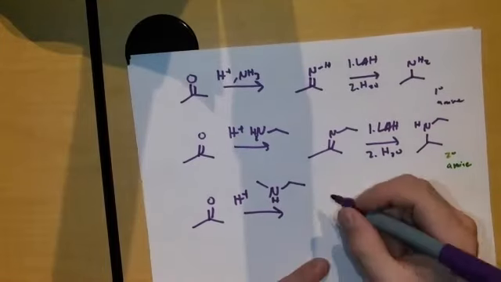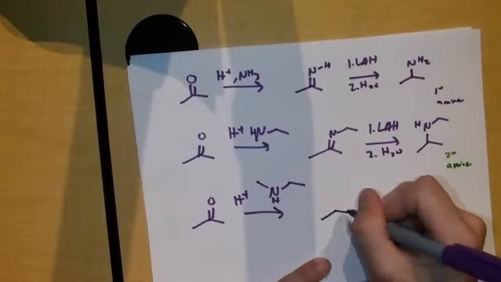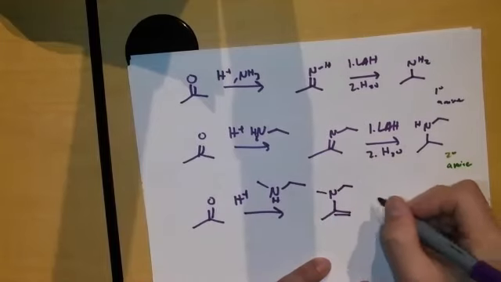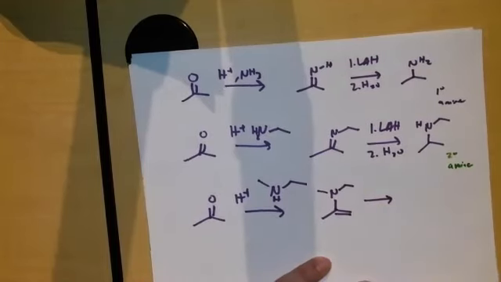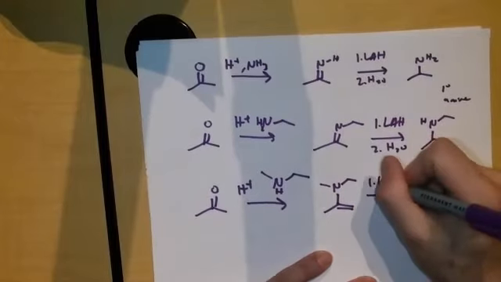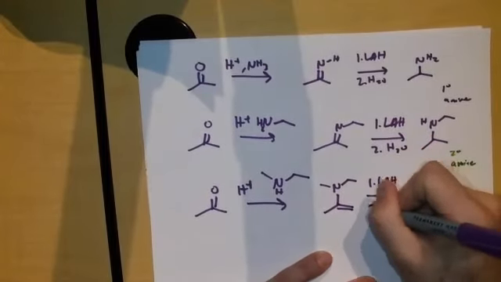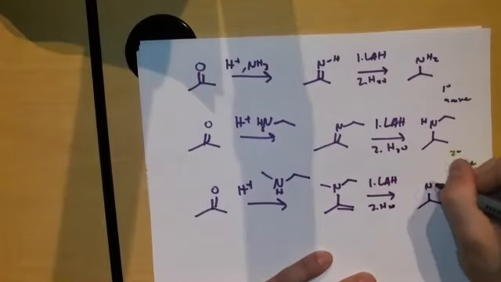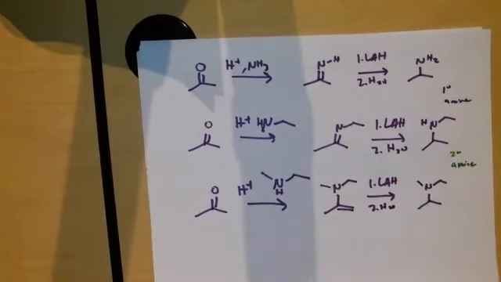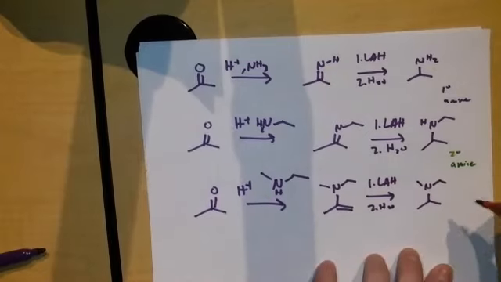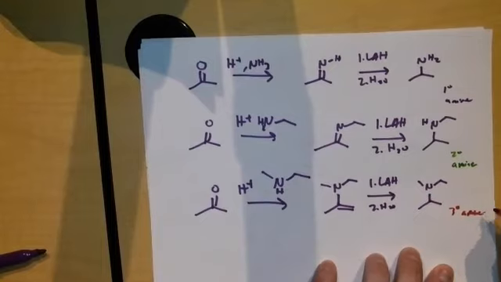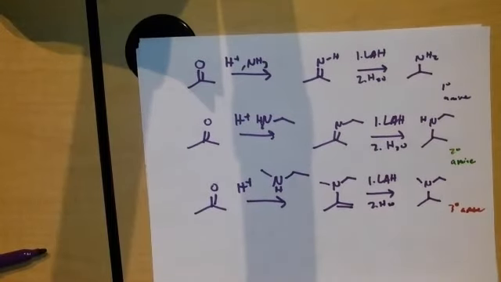So we're going to make an imine or enamine first. But then from here, we're just throwing in LAH. And we can make this tertiary amine. So straightforward concept, make an imine, throw in LAH, you can get your amine.